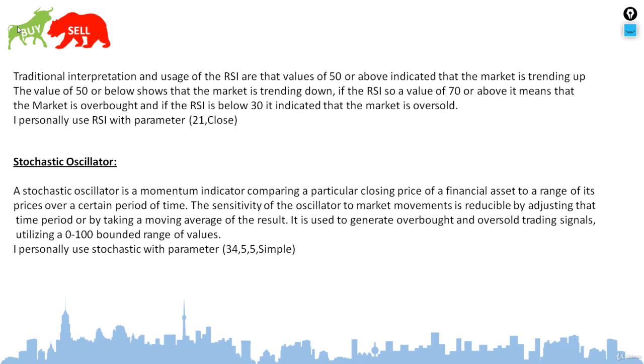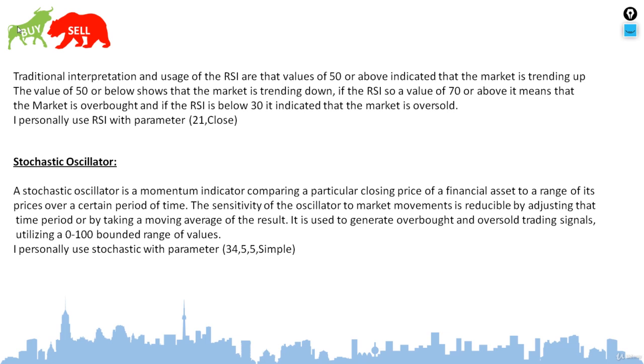If the RSI value is 70 or above, it means that the market is overbought, and if the RSI is below 13, it indicates that the market is oversold. I personally use RSI with parameter 21 period close.